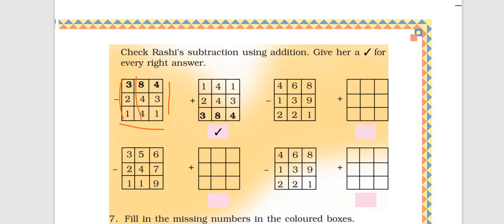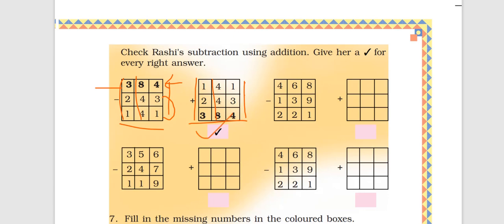Like we said, there is another way to verify a subtraction, that is to add the bottom two numbers, and we should receive a total which is matching with the top number. So 141 plus 243 is 1 plus 3 is 4, 4 plus 4 is 8, 1 plus 2 is 3, which matches up with 384 over here. So that is correct.